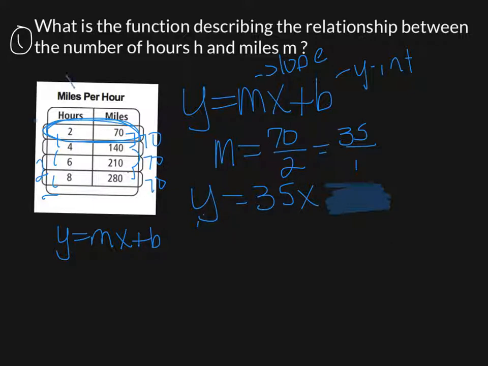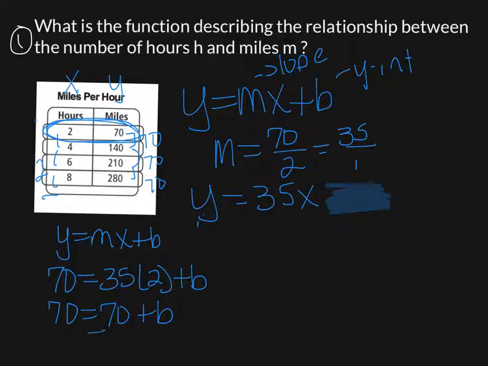So remember that this is x, this is y, so 70 is my y. I already know my slope is 35, and my x value that goes with 70 is 2. So I'm going to put a 2 there, and then a plus b. This will let us find our b. So we have 70 equals 35 times 2, which is 70, plus b. Subtract 70, and b equals 0. So my y-intercept is 0. My equation actually is y equals 35x.